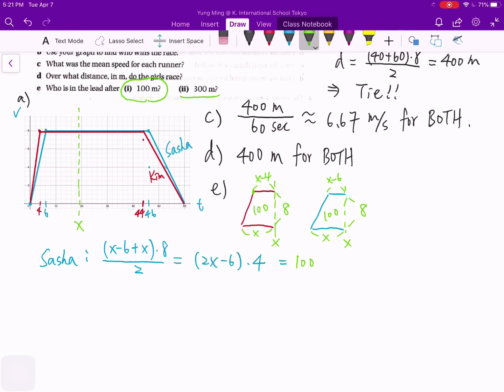And then we will solve for x for that. I'll put that aside for now. Kim, on the other hand, we also get exactly the same thing. Okay, pretty much the same. x minus 4 plus x times 8 divided by 2.